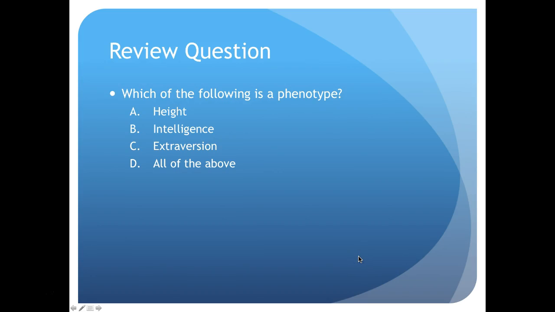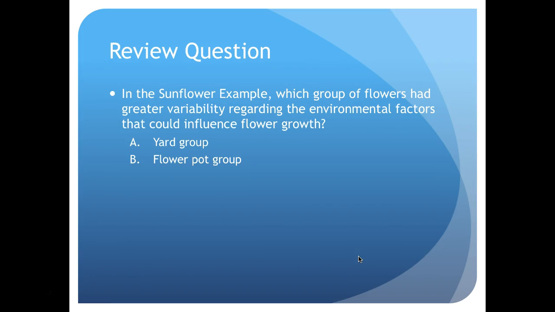So here's a review question. Which of the following is a phenotype? Height, intelligence, extroversion, all of the above. The answer is D, all of the above. And in the sunflower example, which group of flowers had the greater variability regarding environmental factors that could influence flower growth? And the answer is the yard group.